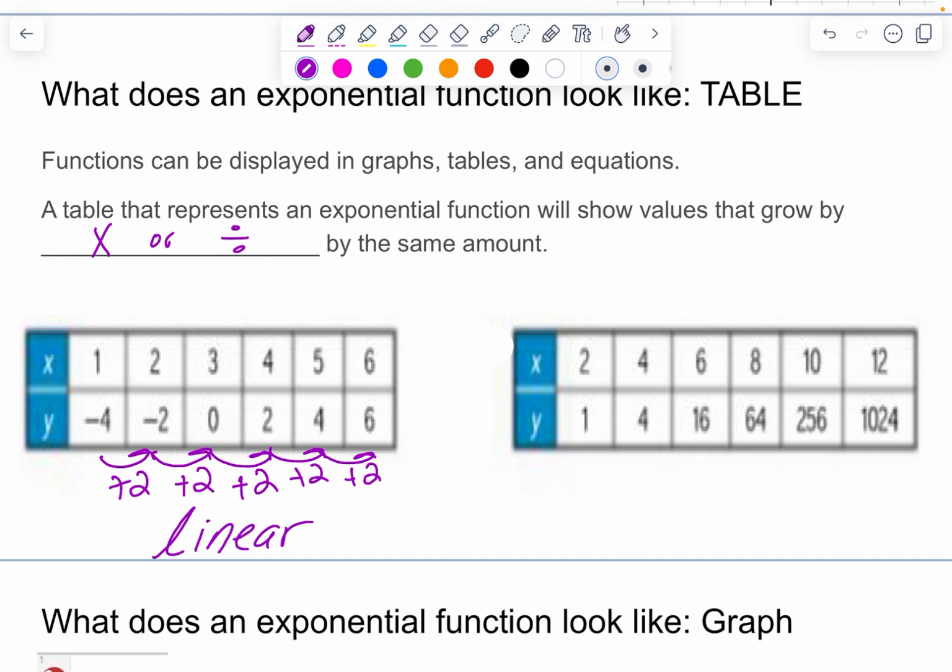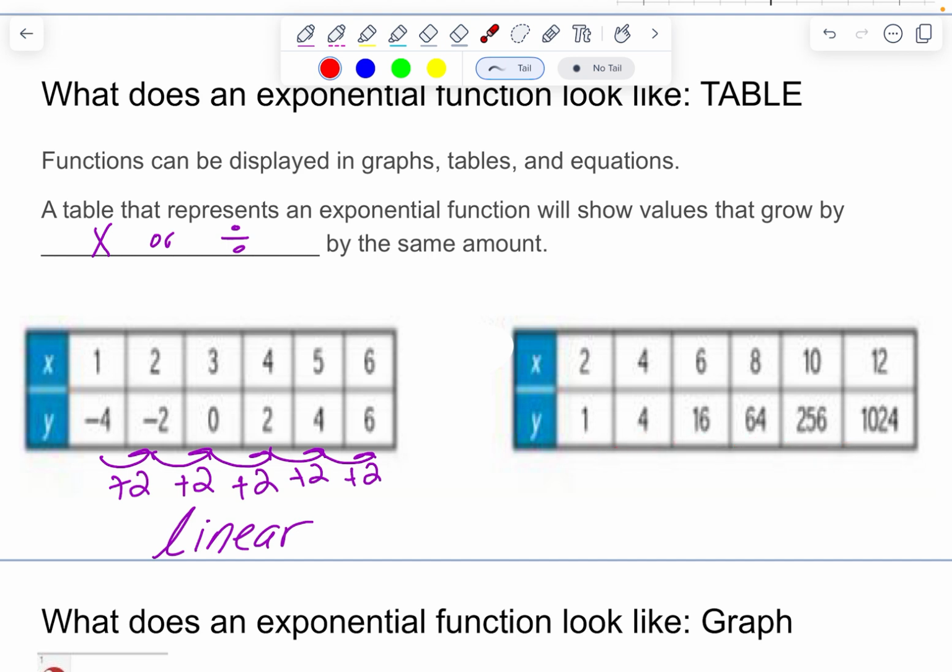But the one to the right, if we look at it, again, double check your x's to make sure they're consistent. 2, 4, 6, 8, 10, 12. That's fine. It's counting by 2s all the way through, so I don't have to worry about changing anything. I just need to be able to look at this part. And so I go from 1 to 4 to 16 to 64 to 256 to 1024.